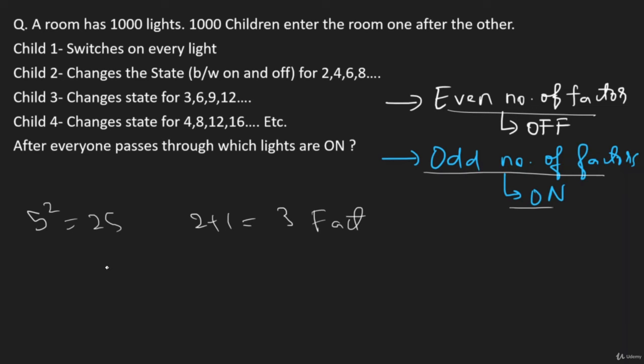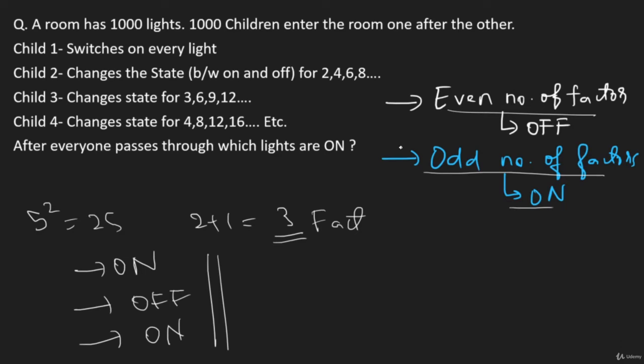So in the first case it will be on, so 3 times 3 children will touch it, right? The first case it will be on, later it will be changed to off, and then it will be turned back on, so it will stay on. So we can see if a number has odd number of factors, it will remain on. What are the factors of 25? It's 1, 5 and 25, right? So child number 1 will turn it on, child number 5 will turn it off, and child number 25 will turn it on, right? All right, so let me make some space over here.